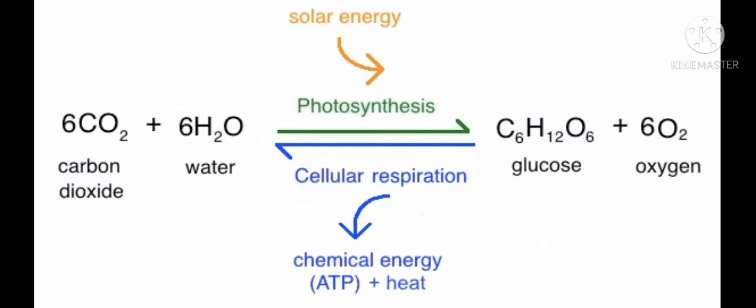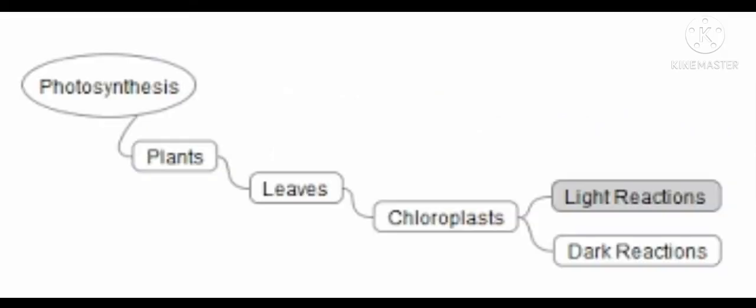When the glucose and oxygen are formed, what happens here? That glucose again undergoes cellular respiration, where energy is formed in the form of ATP, adenosine triphosphate, and heat is released. So a very simple reaction of photosynthesis is the addition of carbon dioxide and water molecules with the help of solar energy, converting into glucose and oxygen.